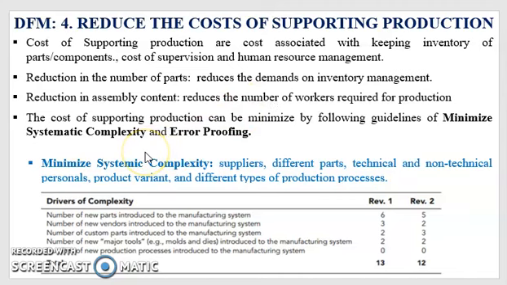First one is minimize systemic complexity. Manufacturing systems involve hundreds of suppliers, thousands of different parts, hundreds of people, technical or non-technical, various product variants, and different types of production processes. Such variation introduces complexity to the manufacturing system.